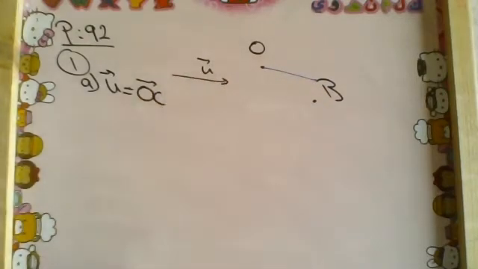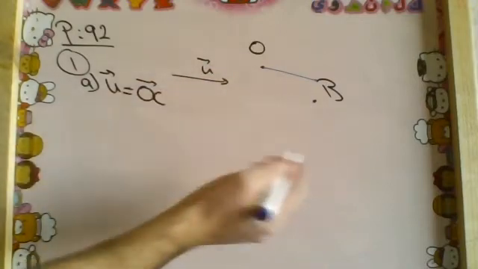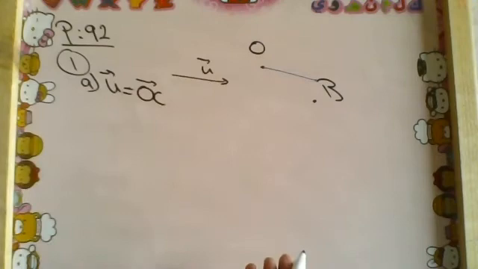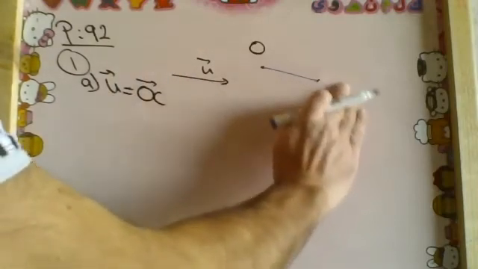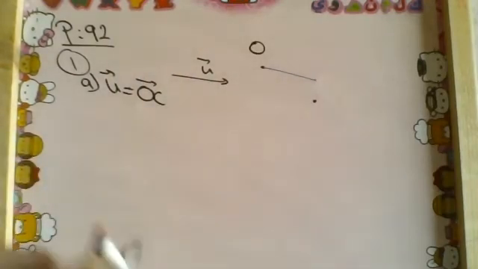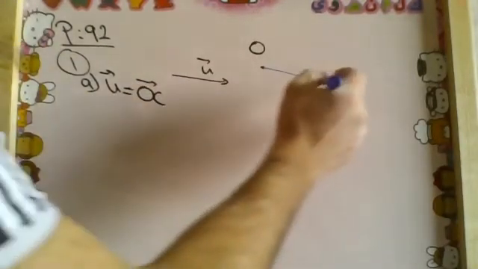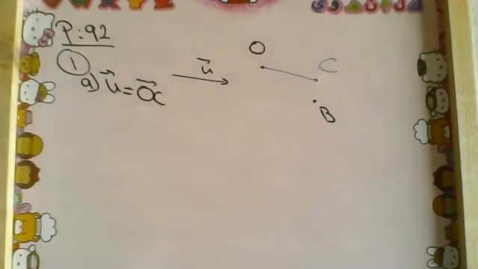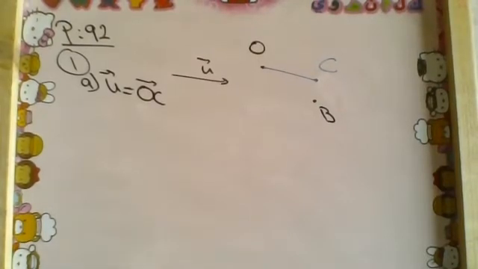Well, on your copybook, not necessarily to draw it in this way, O, B, and U. Any 2 points and any vector U. On your copybook, you have to construct the point C according to the given. Here is point C. But you have to know how to construct the point C. You have to understand. Okay? Clear?